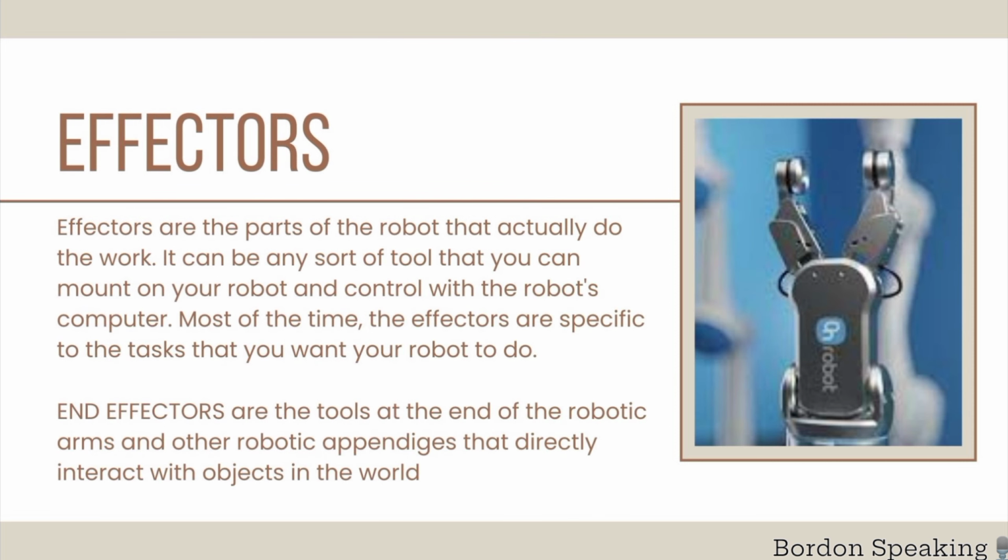The next component is the effectors. Effectors are the parts of the robot that actually do the work. It can be any sort of tool that you can mount on your robot and control with the robot's computer. Most of the time, the effectors are specific to the task that you want your robot to do. End effectors are tools at the end of the robotic arms and other robotic appendages that directly interact with objects in the world.